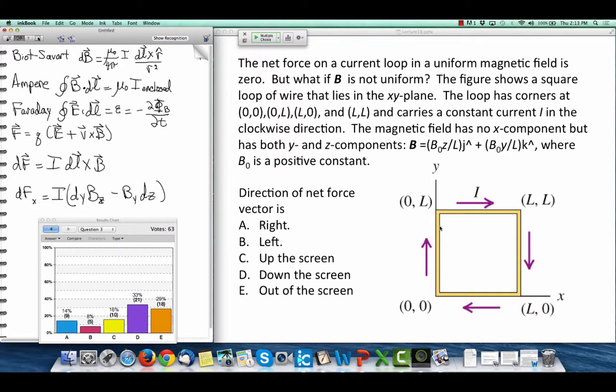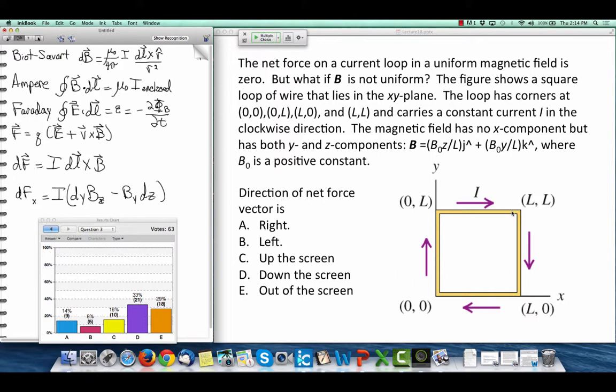If you have a current upward, like the left-hand side of this loop has current in the y direction, the magnetic field is in the positive z direction. It's getting bigger and bigger as you go up the loop, as you integrate over y. And that'll give you a force to the right, because the magnetic field's out of the page. But that's going to be canceled by an equal and opposite force to the left over here, because this has the same current and the same set of magnetic fields. So those are just going to cancel each other.